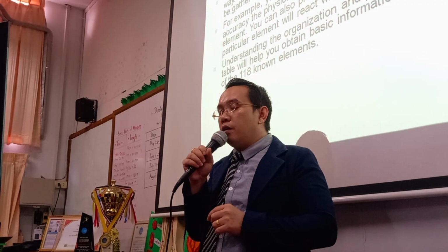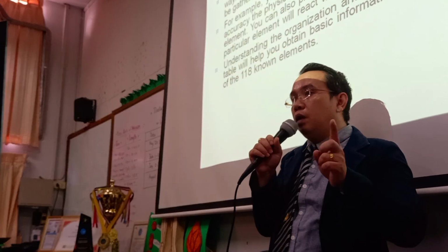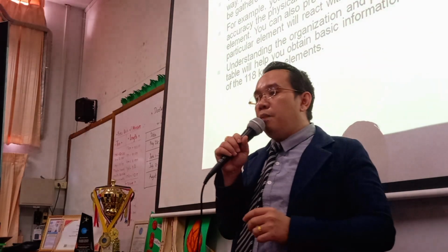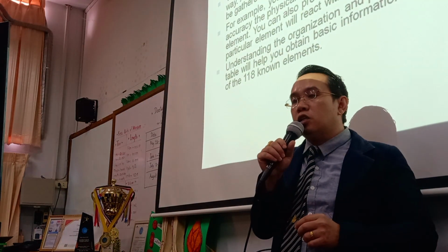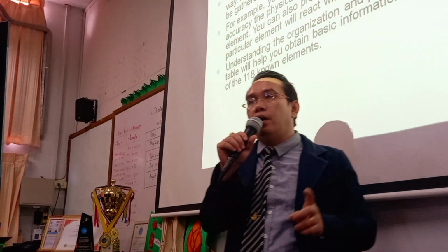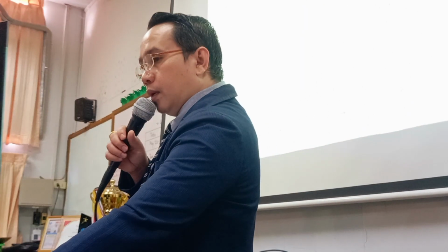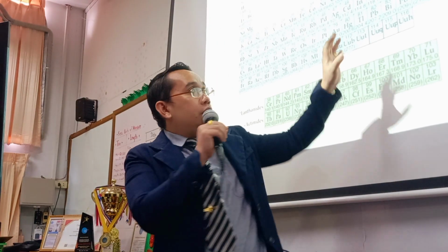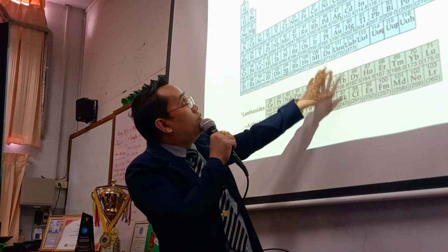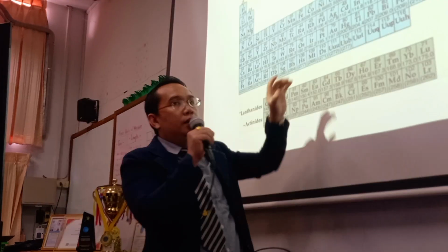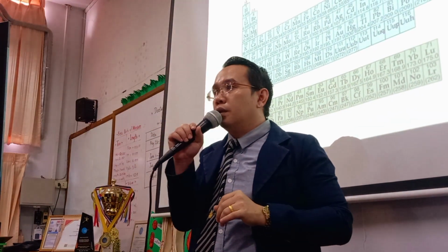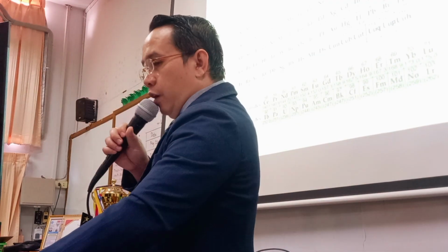So understanding the organization and plan of the periodic table will help you obtain basic information about each of the 118 known elements in our periodic table. Right? So this is the base of our periodic table of elements.